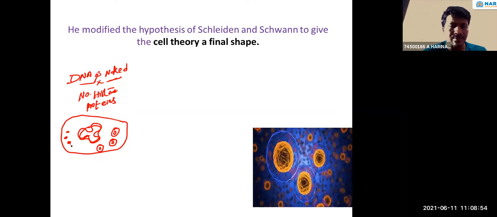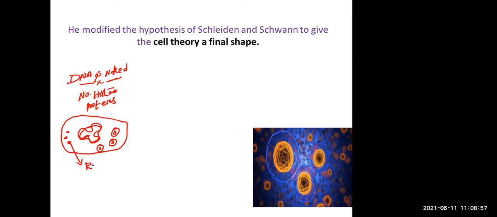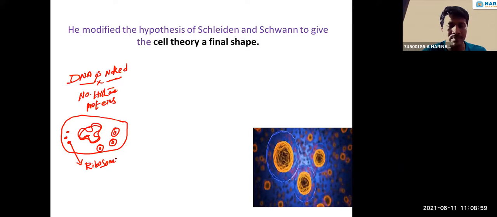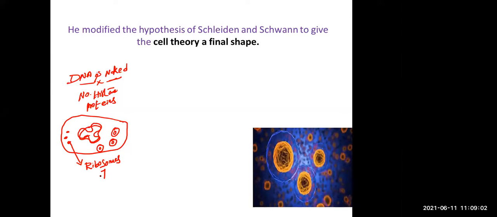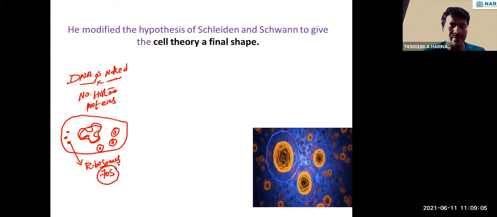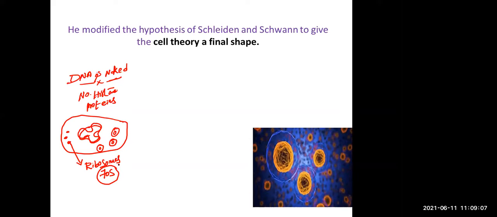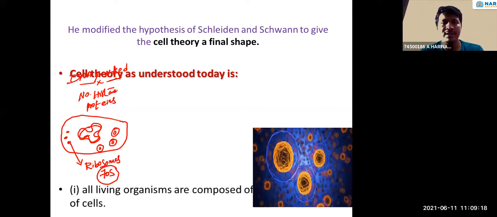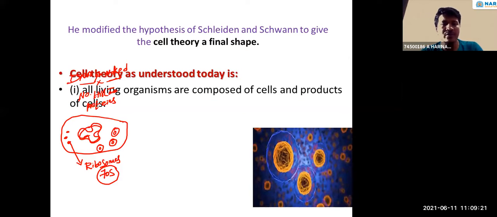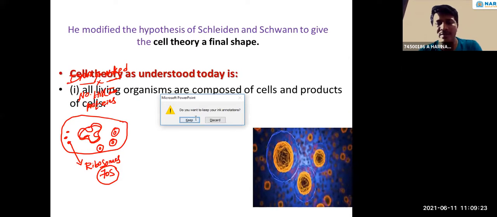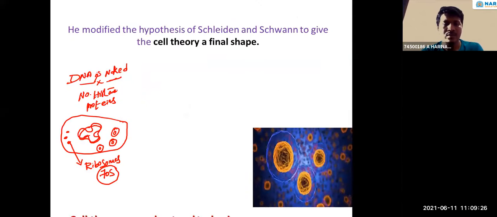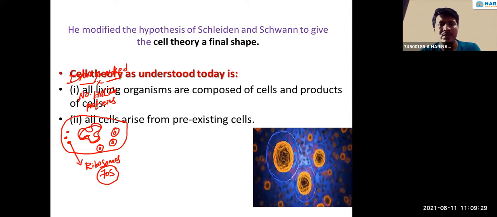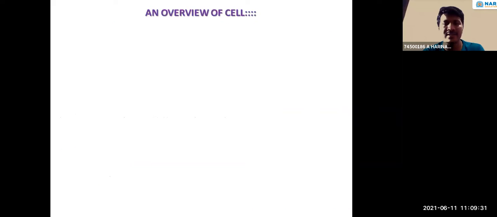So the bacteria consist of only one organelle. What is that? Ribosomes. Are they with membrane or without membrane? Without membrane. What type of ribosomes are present? 70S. Good. Right. So first we will finish this. The cell theory, as modified, says that all organisms are composed of cells and the products of cells, and all cells arise from pre-existing cells. You have the idea.